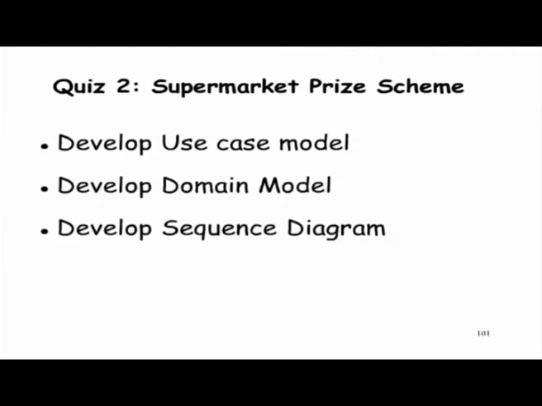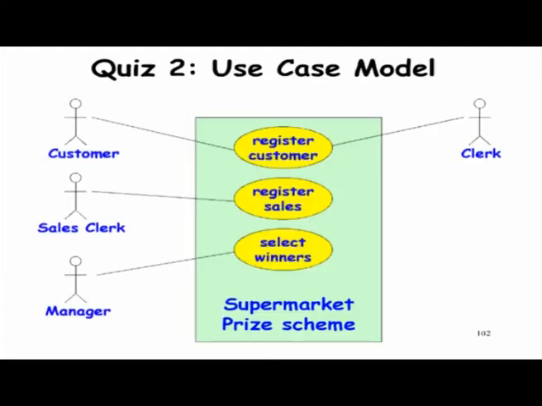So this is the problem description. We will not go through it. It's left for you to read, and you have to develop the use case model, domain model, and sequence diagram. And we have the solution shown here. For the use case model, you should get this: using the software, the customer should be able to register, or even the clerk should be able to register a customer. The sales clerk will register the sales, and the manager will select the winners.